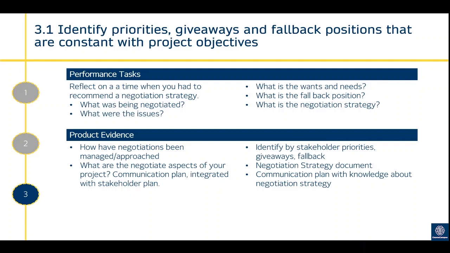Product evidence for this may include: how have negotiations been managed or approached? What are the negotiation aspects of your project? Could be your project plan, which is integrated with your stakeholder plan. It could be documentation identifying stakeholder priorities, giveaways and fallback positions, some sort of negotiation strategy document or communication plan with knowledge about your negotiation strategy.